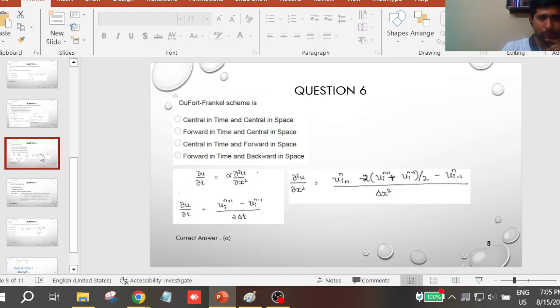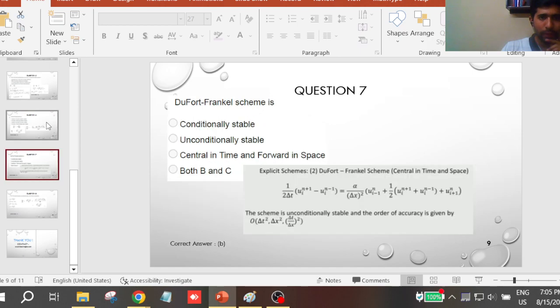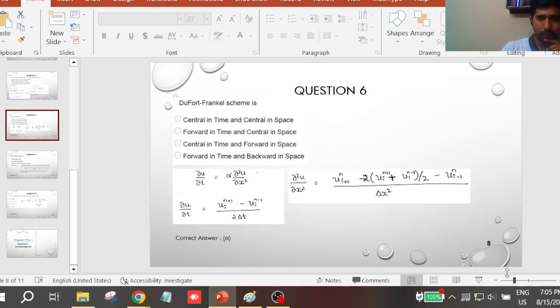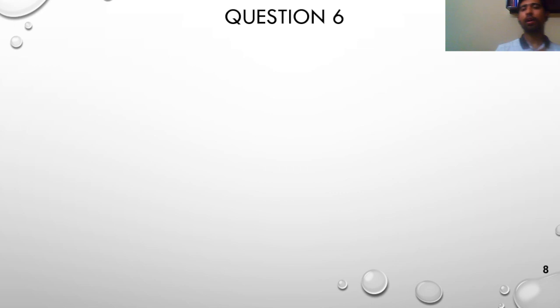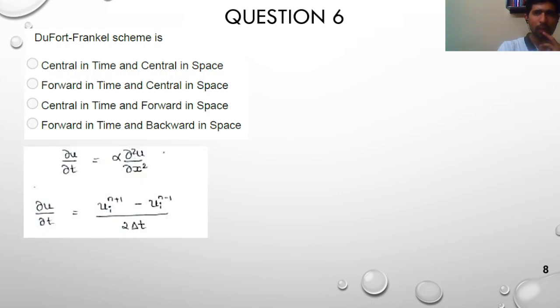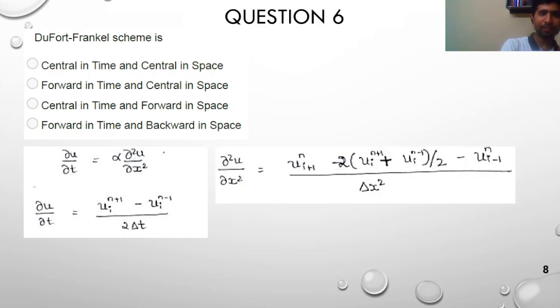You can skip this. Dufort-Frankel I want to discuss. This is an important thing. The Dufort-Frankel scheme is a modification of the forward time central space scheme. I think I have told the answer already. It is actually a forward time and central space scheme, but you are making a modification in it. Now what modification are you doing?